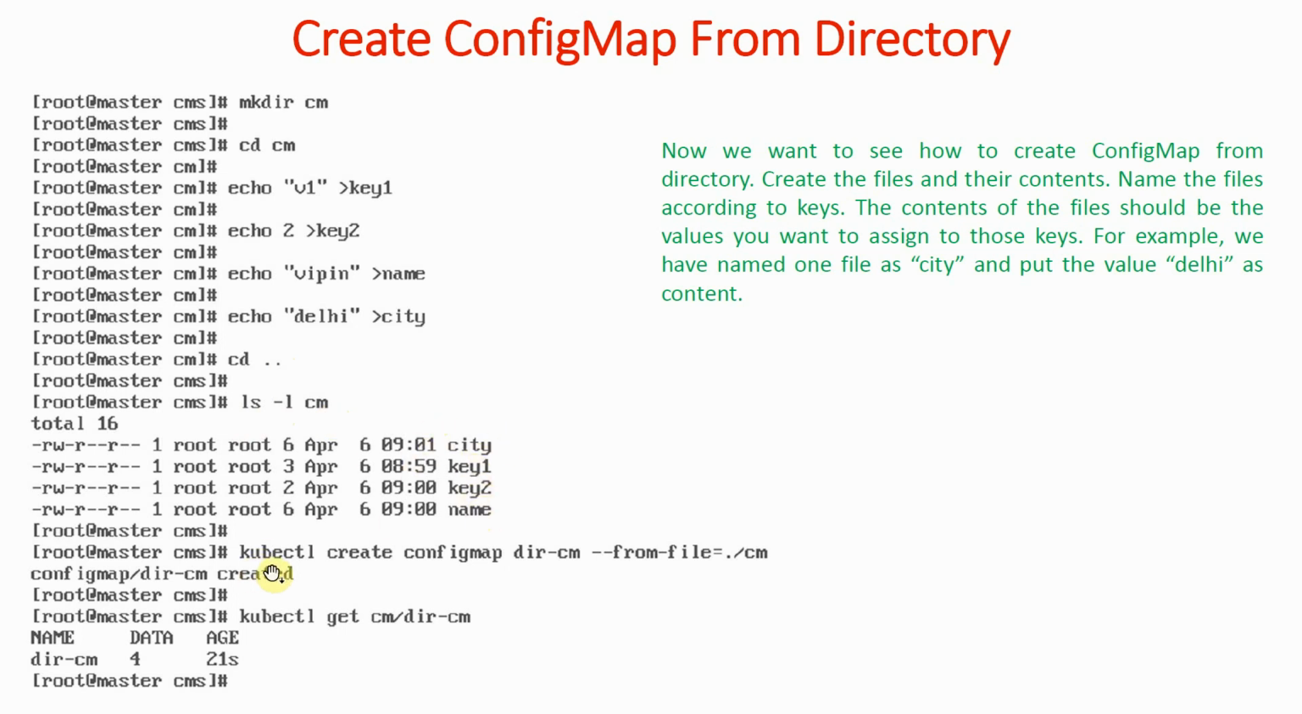Now how are we going to create the config map? kubectl create configmap. We are going to name our config map directory-cm, and we are specifying --from-file=cm. That means please create the config map, the name of which is going to be dircm, directory config map, from the files in which directory: dot, that means in the current directory there is a further directory cm, from this. Now it is saying the config map got created with this name, and you can view it with kubectl get cm directory-cm. It is showing that this is the name and 4 data items are available.